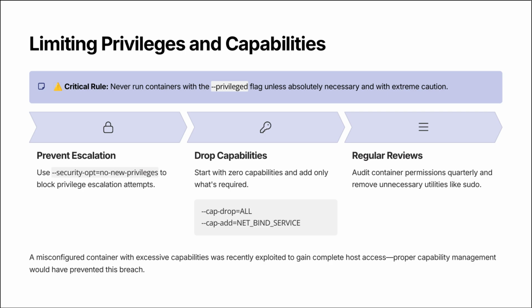To safeguard against privilege escalation attempts, you can use the security opt equals no new privileges. This blocks any efforts to escalate privileges within the container environment. Further, it's advisable to use cap drop equals all in combination with cap add equals net bind service to drop all capabilities at the start and only add what's necessary for your application. Another beneficial practice is to conduct regular reviews of container permissions. You should aim to carry out these audits quarterly and ensure unnecessary utilities like sudo are removed. Remember, these steps are designed to help you tighten security within your containers and make your applications safer and more reliable. As we move forward, we will continue to explore more strategies to fortify your container environment.